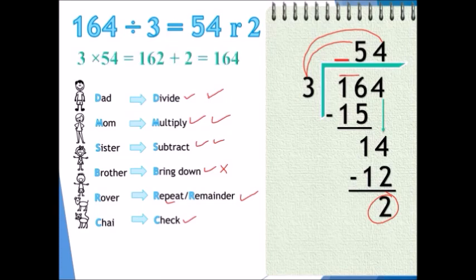So it's 3 times 54, 162, plus 2, the remainder, is equal to 164. So what is 164 divided by 3? It's 54, remainder 2. The quotient is 54 and the remainder is 2.